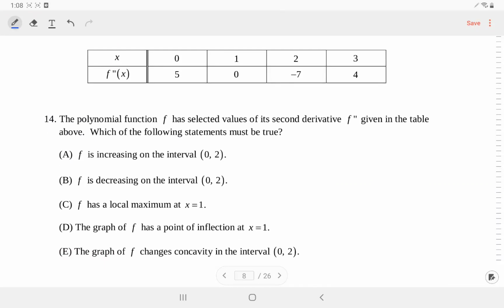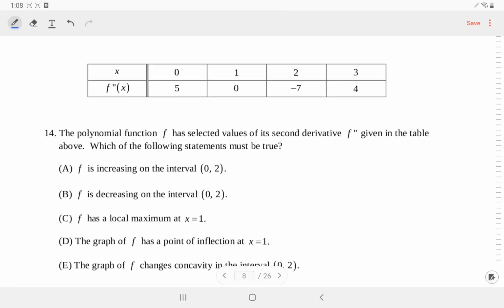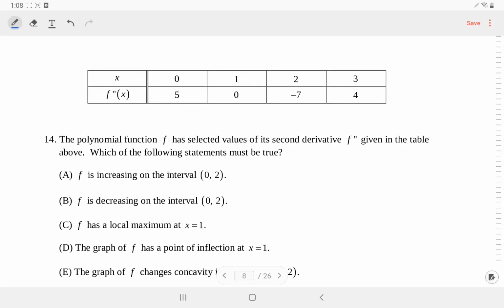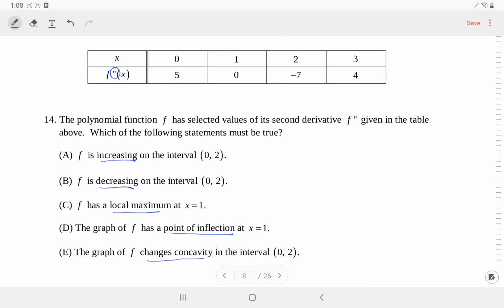Okay, the polynomial function has selected values of its second derivative given in the table. Which of the following statements must be true? Increasing, decreasing, local max, local min, point of inflection, changes concavity in the interval. I'm looking at D and E at the moment because they're mentioning the second derivative.